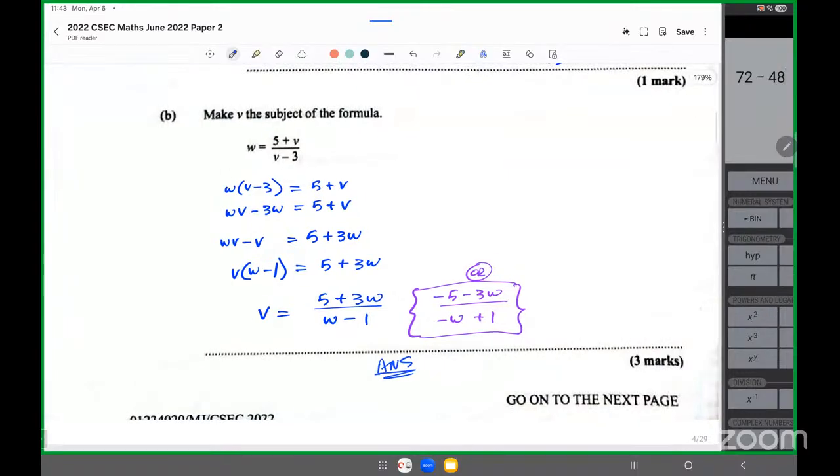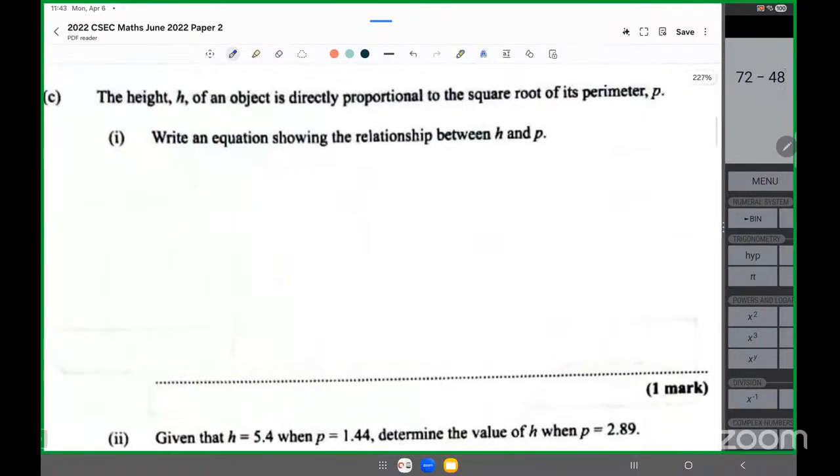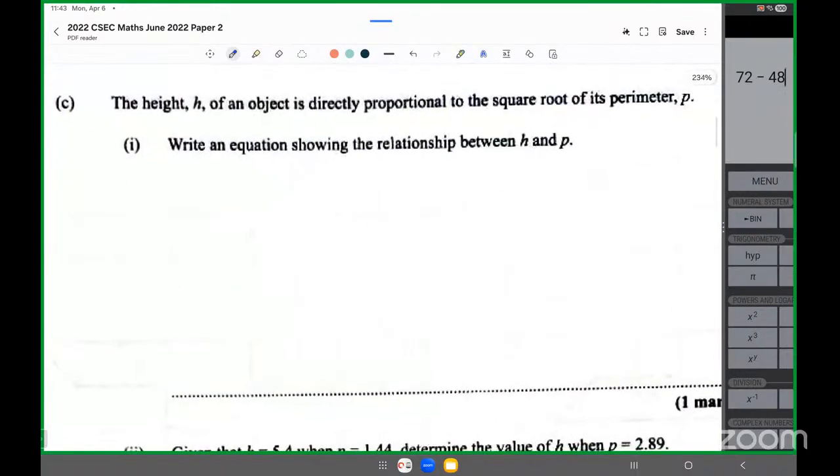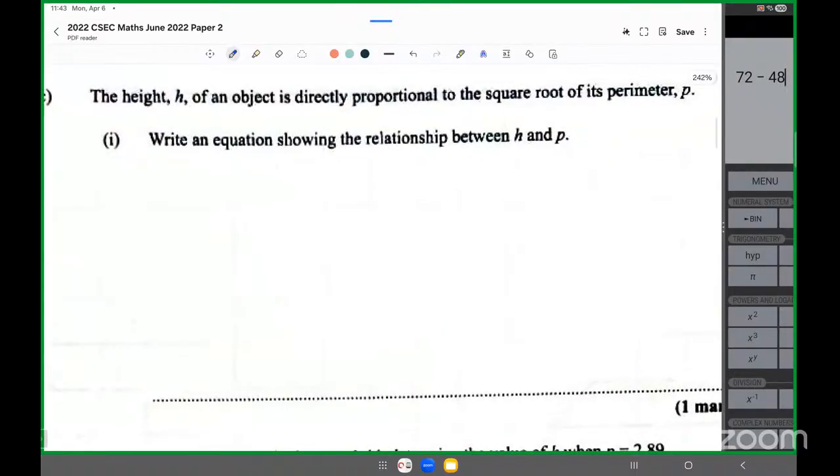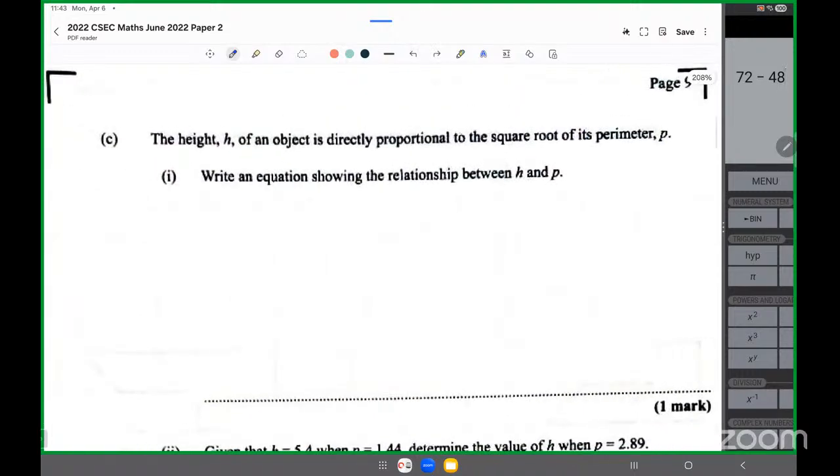All right, next question. This question is a variations question. It says the height h of an object is directly proportional to the square root of the perimeter p. Remember, direct proportion means k times the square root of p. It says write an equation showing the relationship between h and p.